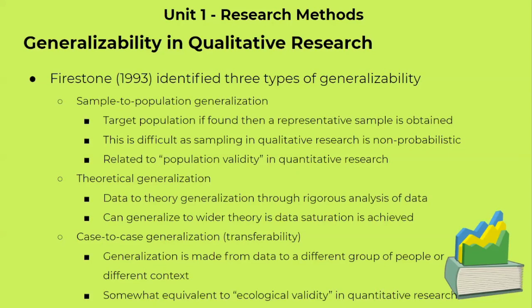So for a study based on a school in country A, people could maybe use that data and generalize to country B based on the thick descriptions given. And you can also equate this to ecological validity in quantitative research, meaning how natural the experiment is. How can you apply it to different situations?